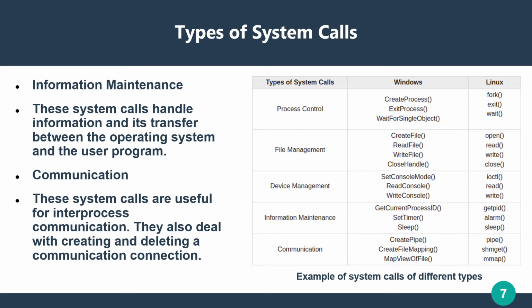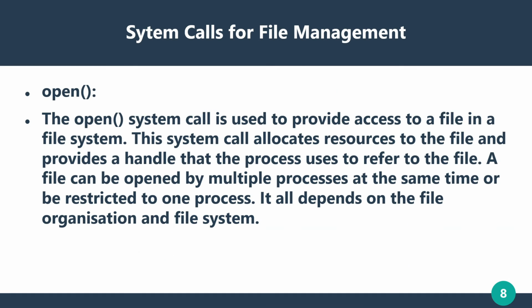Information maintenance. These system calls handle information and its transfer between the operating system and the user program. Communication system calls. These system calls are useful for inter-process communication. They also deal with creating and deleting a communication connection. Examples of some system calls of different types are given in this table. Let's see some of the system calls for file management.